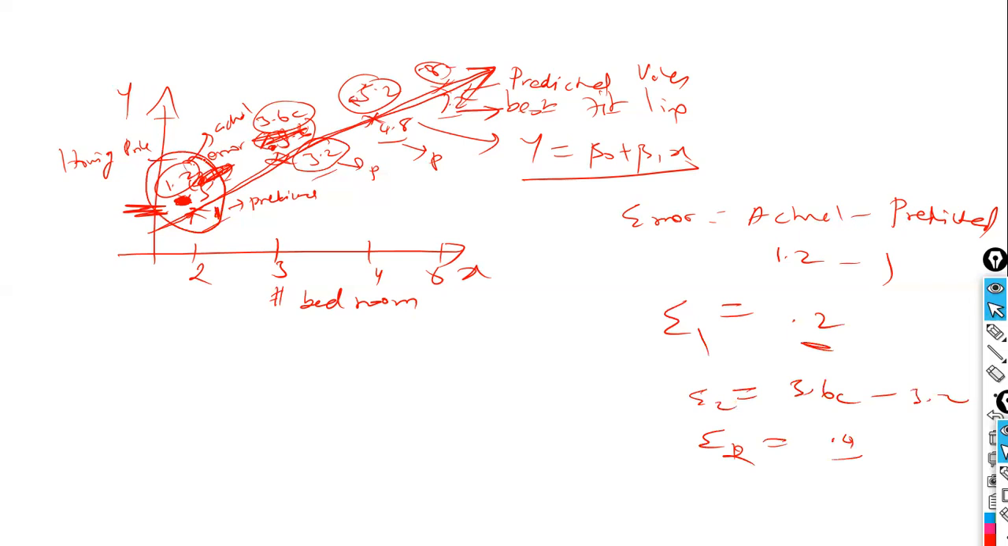For each and every y value, we need to find out the error. So y minus y hat. We can also say the actual is y, the predicted is y hat. Y hat is your predicted value. Predicted values are lying on top of this line. Okay, so that is error 2.